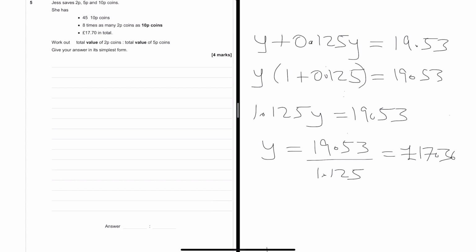So for question 5, we're told that Jess saves 2p, 5p and 10p coins. She has 45 10p coins, 8 times as many 2p coins as 10p coins, and it's £17.70 in total. So the first thing we can do is work out the total value of 10p coins. So we have 45 times 10p equals £4.50.